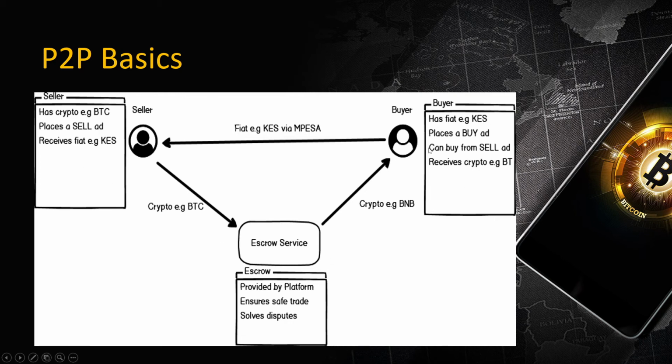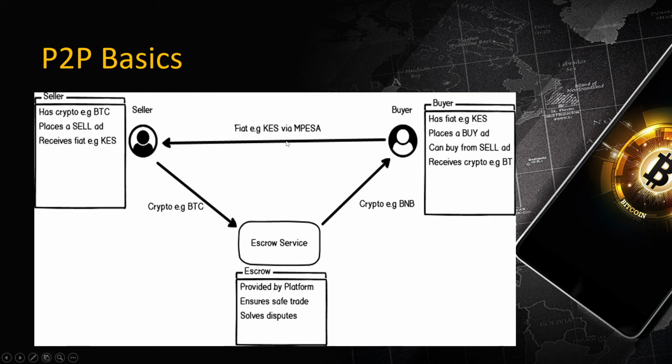The buyer, on the other hand, they have fiat. That is, they have the Kenya shillings, the US dollars, Uganda shillings, Nigerian naira, and so on. And a buyer can also place a buy ad, but this one will be advanced, so we'll go over it at a later time. And the buyer can also buy from the sell ad that has been placed by the seller. So how does it work? The buyer places an order from the seller's sell ad and they pay. They can pay through a bank transfer, but mostly in Kenya, they pay via M-Pesa.